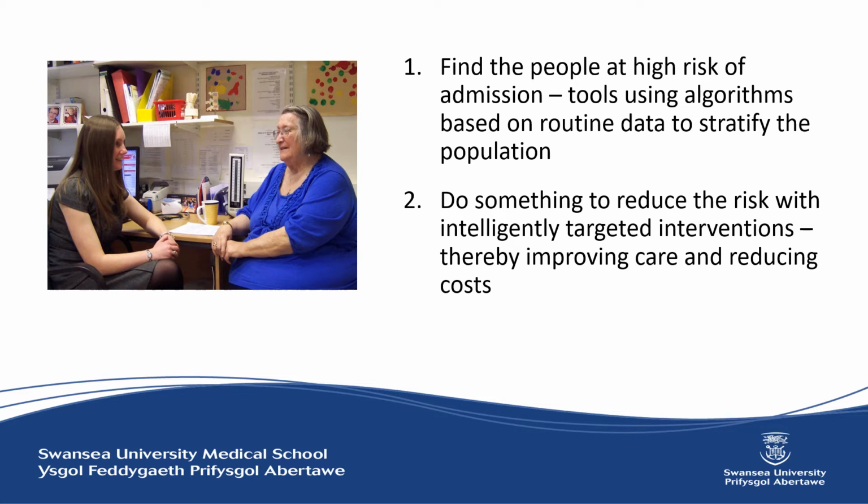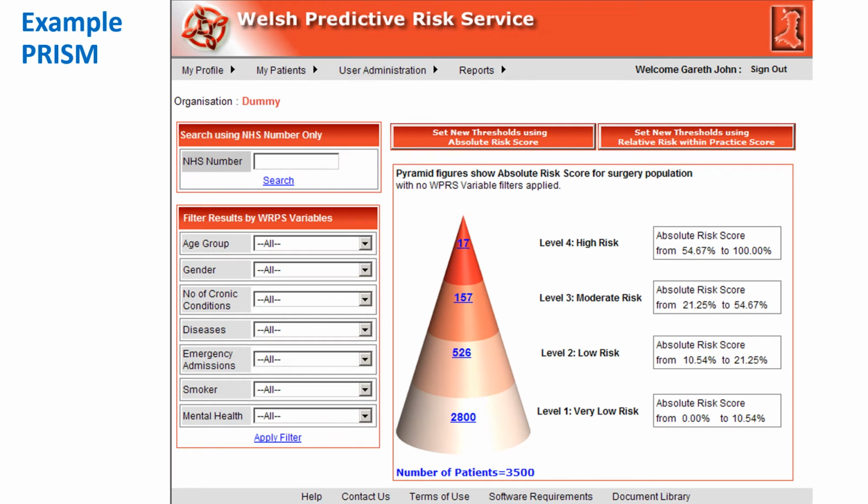And what those can do is stratify the practice population. In other words, split it up into groups of people at different levels of risk. Here's an example of one of the tools which does this. This is one that's called Prism, that was developed by and for the NHS in Wales. About 36 different bits of information feed in there about each patient, so demographic information, age and so on, but also information on diagnoses, previous healthcare use and so forth.